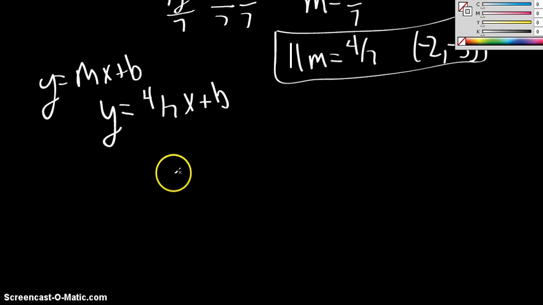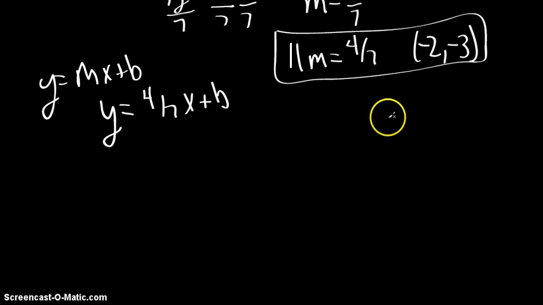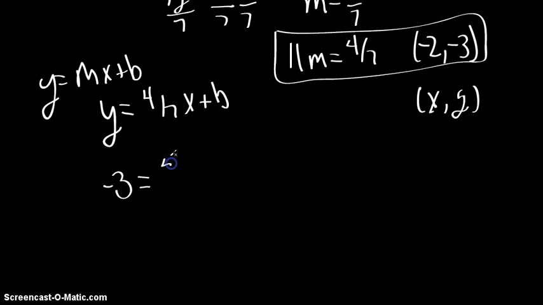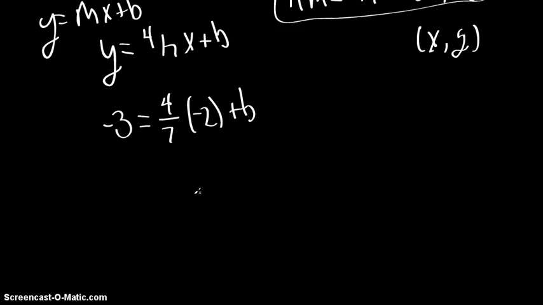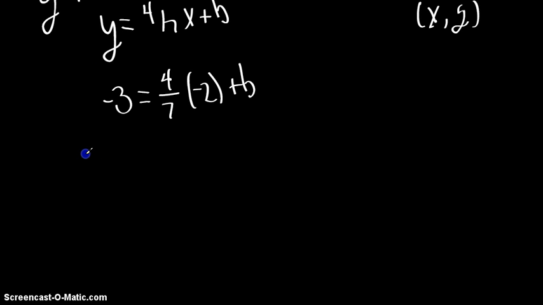So we're going to write it as, make this smaller here so we can see that. Fill in our x and our y. So our y is -3 again, because this is the point x comma y. So we have -3 equals 4/7 times -2 plus b. So again, we gotta multiply these. So we get -3 equals 4/7 times -2/1 plus b.